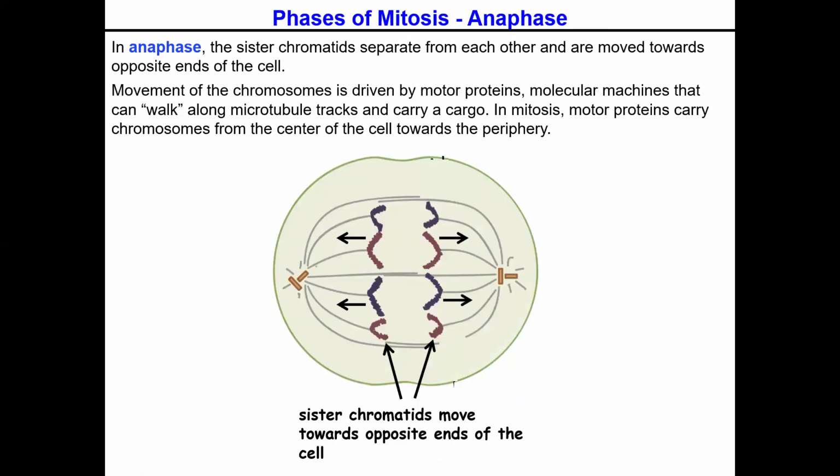In our next part, anaphase, the sister chromatids separate from each other and are moved towards opposite ends. So you can see how prior in our metaphase, remember meta, middle, they were meeting in the middle. You can see that we have all of our fibers pulling away from the center. So this is how I can remember anaphase. Anaphase, A, away. They're pulling away from the middle. So that's the major characteristic that you'll notice when it comes to anaphase.